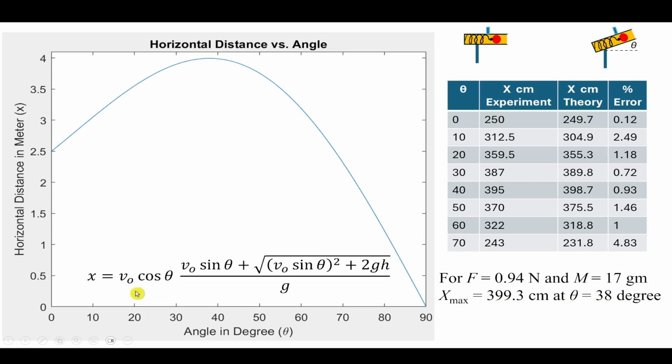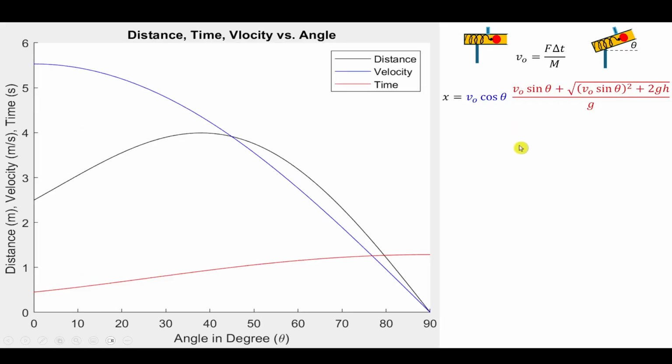So now let's try to figure out why at angle 38 degrees, the ball traveled the biggest distance, 399.3 centimeters, which is around here. So what we're going to do is plot the velocity versus theta, time versus theta, and also x versus theta.